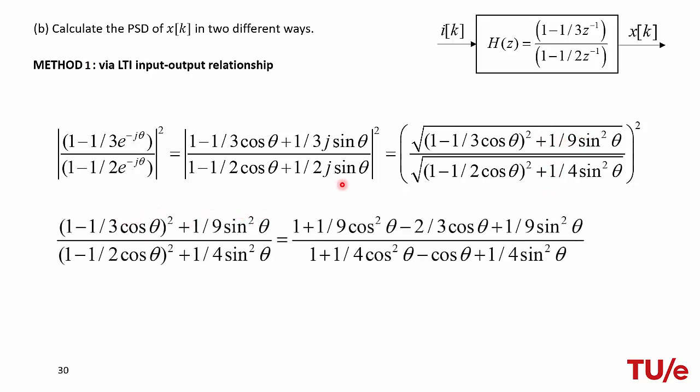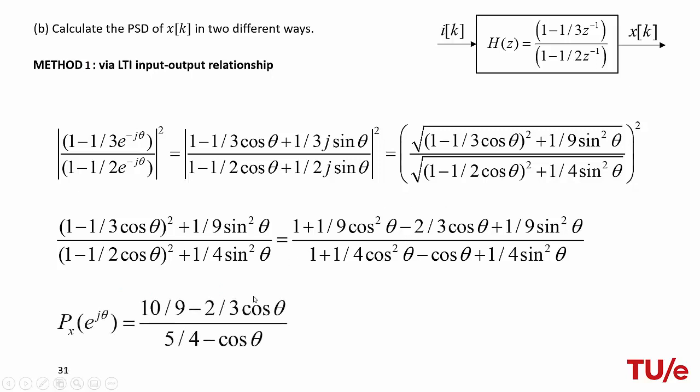And then rearranging the terms, we can remove the square with the square root, and we can expand the square. And to further simplify this, we can make use of the fact that sine squared theta plus cosine squared theta is equal to 1. And by using this fact, we can finally obtain the power spectral density of X as given here in the slide.